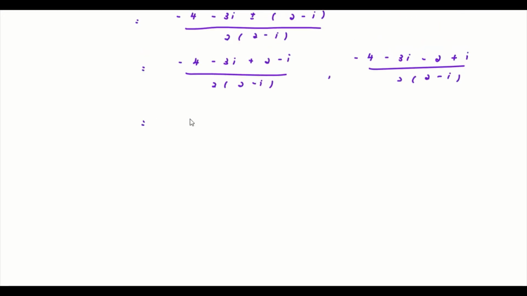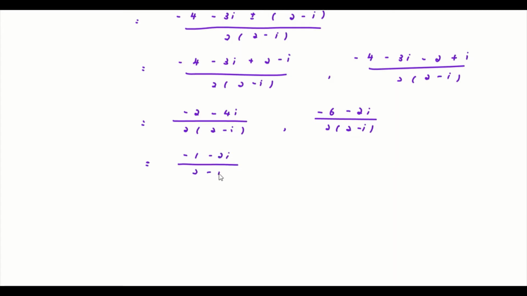Okay, so now let's try to simplify the answer. So we have negative 2 minus 4i over 2 minus i. The other one is negative 6 minus 2i over 2 minus i. So I think we can try to simplify. So you can see they have the same factor, right? So that's why I can simplify. So negative 1 minus 2i over 2 minus i. Then the other side, negative 3 minus i, over 2 minus i.